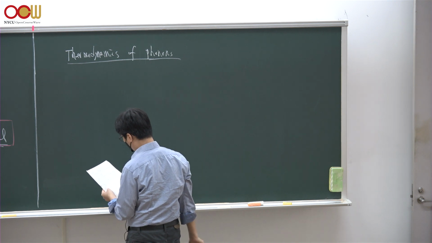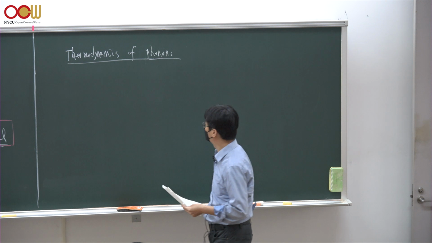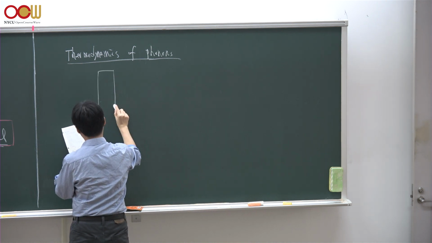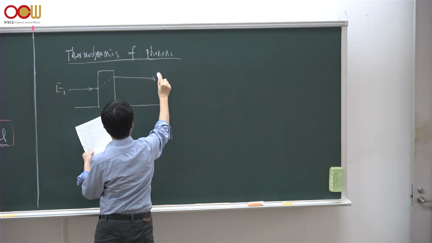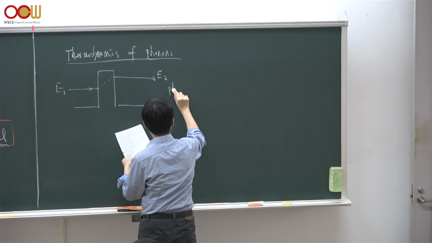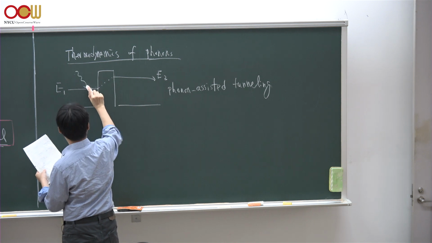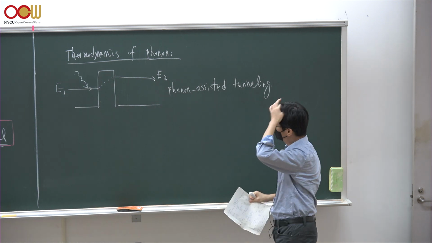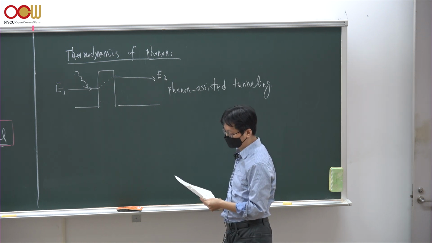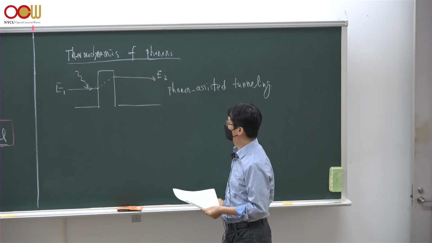So how do you actually see this phonon? Of course, you need some experimental help, right? Such an experiment could be designed from this tunneling event, so-called phonon-assisted tunneling. Okay, so you may just hit this tunneling barrier by, say, an electron beam or some neutron beams and so on.